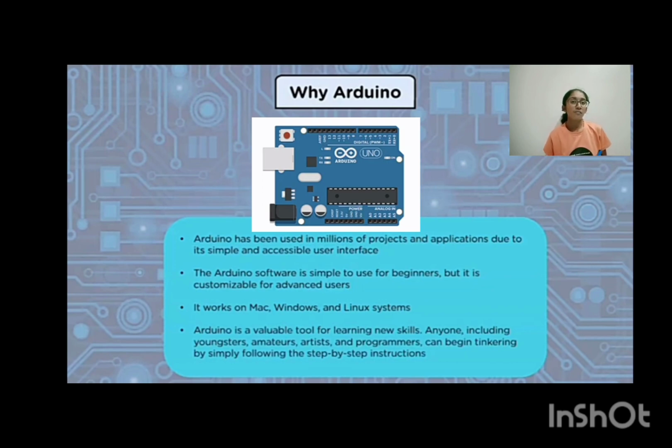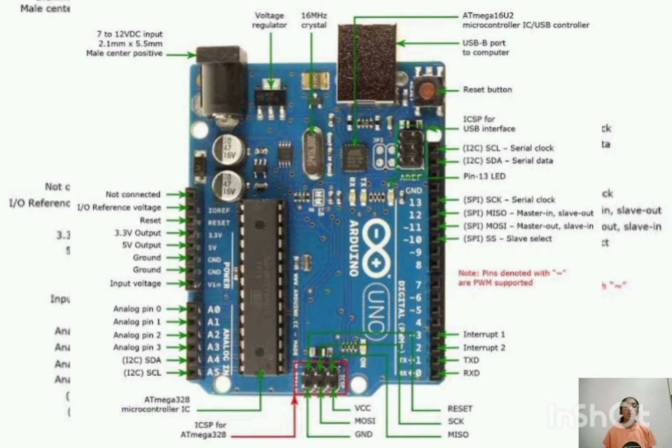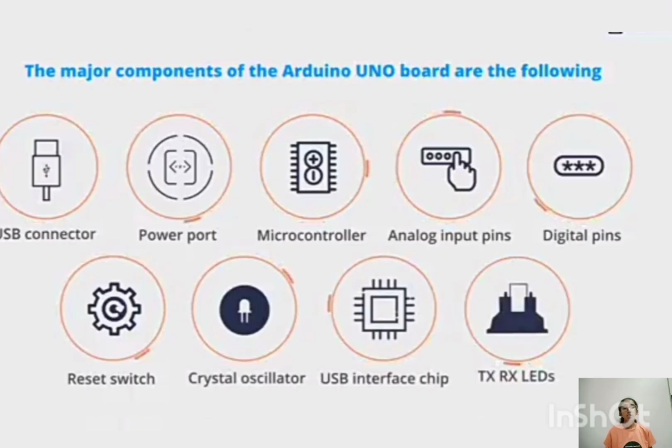Let me give some more information about an Arduino. We study the major components of an Arduino UNO and the features of an Arduino. Now coming to the major components of Arduino UNO, under this: USB connector, power port, microcontroller, analog input pins and digital pins, reset switch and crystal oscillator, USB interchip and TX RX LEDs. Now let me go through the main components and give the details about them.